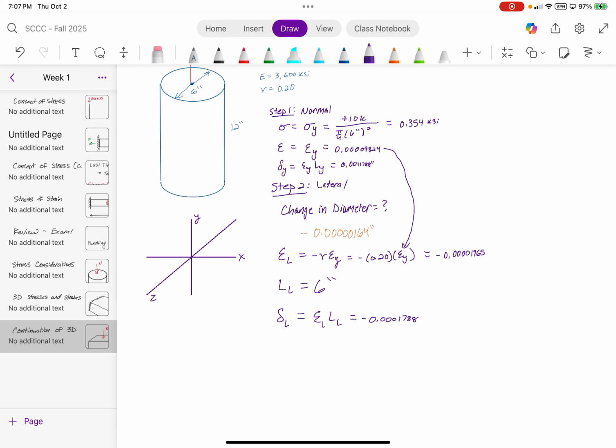So for this, the strain and the deformation would be the same for X and Z? Yeah, it's just because it's a diameter, the X and Z are identical. But if it was rectangular with different dimensions, you'd have to do them separately. If it was rectangular with the same dimensions, then same principle, it would be the same.